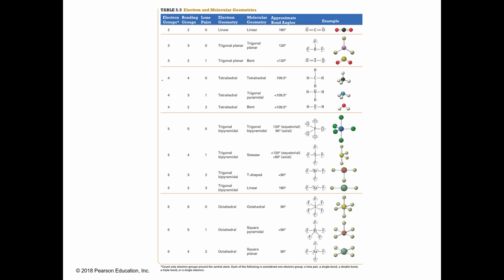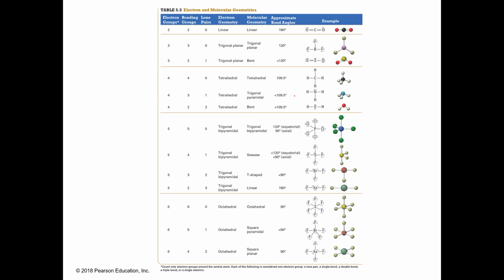Let's focus here on 4 electron groups. So this is like these 3 that we looked at, CH4, NH3, and water. Here the number of electron groups is 4 for all of them. Then you're going to look at your bonding groups. So here I have 4 bonding groups, 4 bonds, and 0 lone pairs. In that case, our electron geometry and our molecular geometry are going to be the same. It's when I add the lone pairs that it changes.